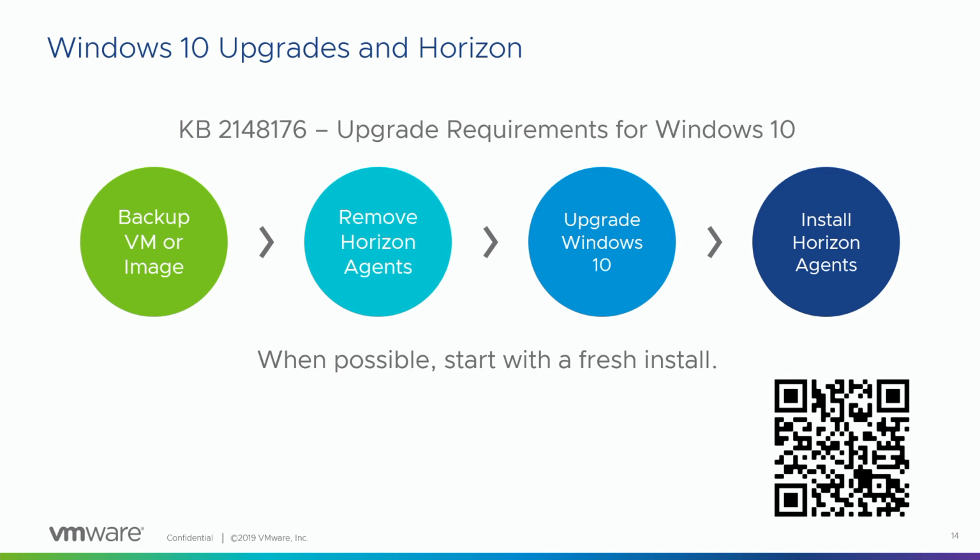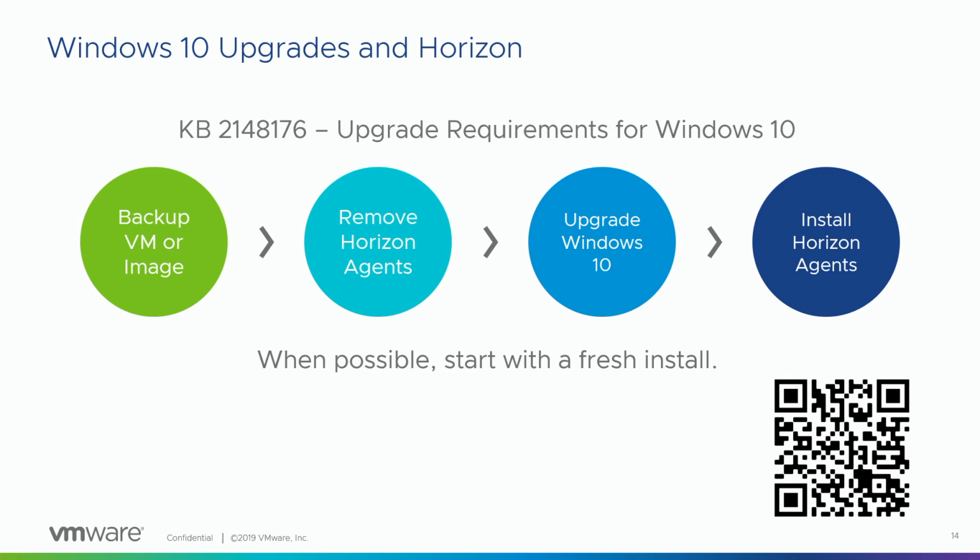At the same time, you may also want to check with your other application vendors, again, especially security software, to find out what their best practices are for Windows 10 upgrades. And you may need to remove those applications at this time as well. After you've removed all those components, you will upgrade Windows 10. And then after that upgrade completes, you will go reinstall all the Horizon agents or anything else that you removed. And then you will want to test that image to make sure everything came through.